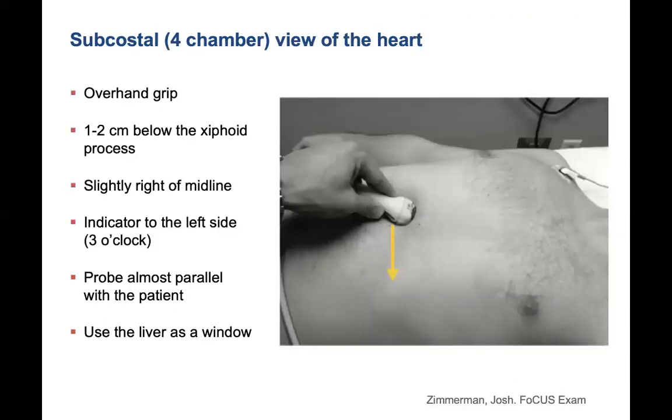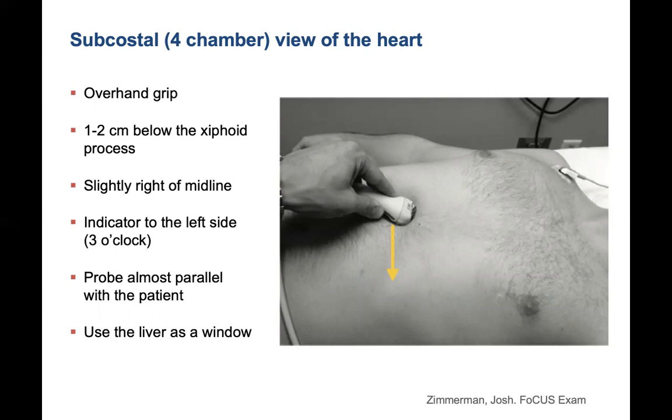Now we'll move on to the subcostal 4-chamber view. Again, remember we said we're going to do an overhand grip here, the screwdriver hold with the overhand grip. And you can see again, they're not holding the probe as close to the base as you usually would, to let you see that indicator and see where it is on the patient's chest. The probe is going to be placed 1 to 2 centimeters below the xiphoid process. And contrary to what you might intuitively think, we're going to actually go slightly right of the midline. And that's because we really want to go through that liver. The liver is a good acoustic window to look at the heart. So we want to go through that liver to get a picture of the heart.